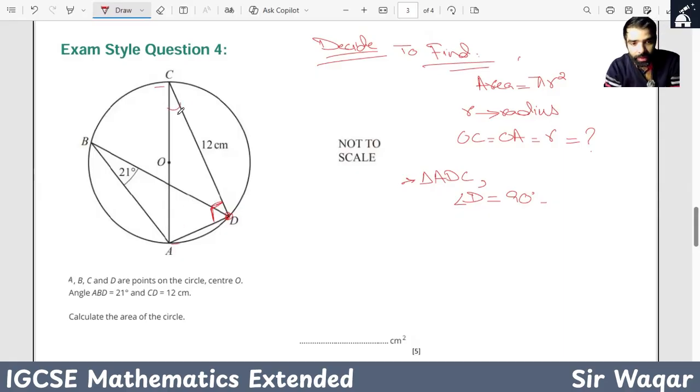at A or maybe angle at C, and then use a trigonometric ratio to find CA, where CA will be the hypotenuse of that triangle. So we need to find CA, and half of CA would be the radius. So how do we do this?